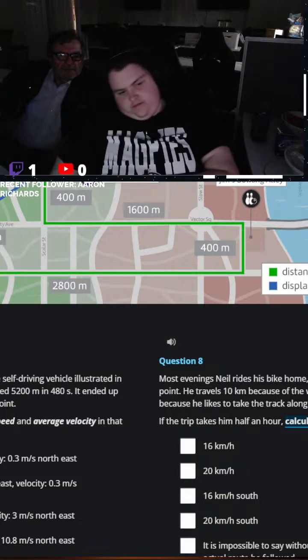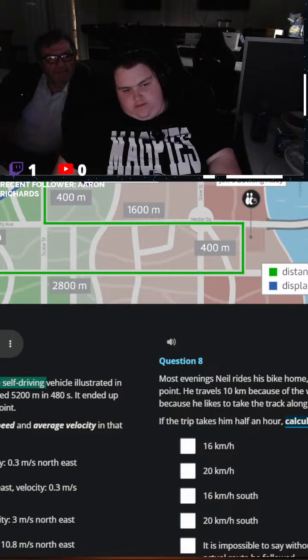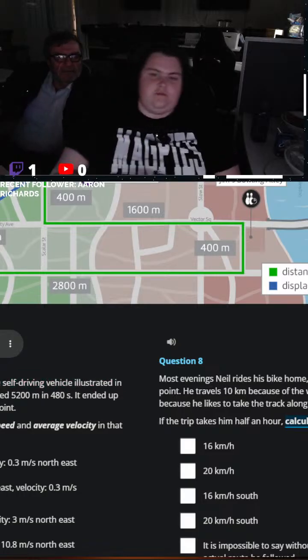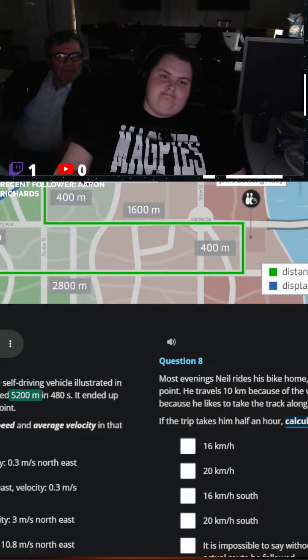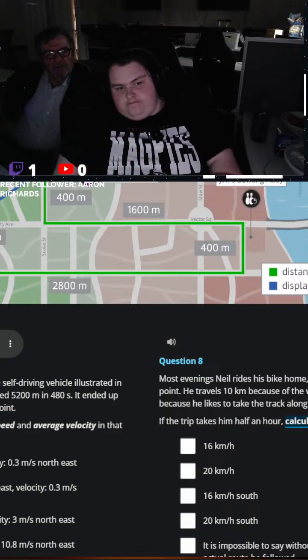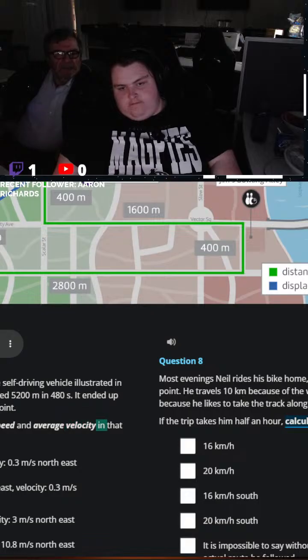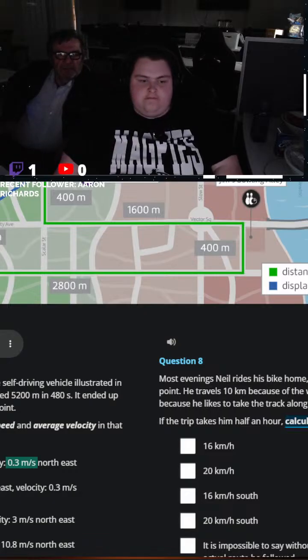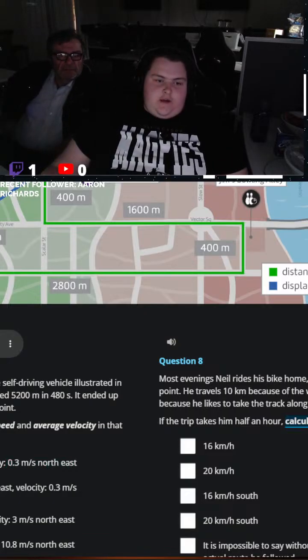Consider the delivery made by the self-driving vehicle illustrated in the map above. The vehicle traveled 5,200 meters in 480 seconds. It ended up 1,440 meters northeast of its starting point. Calculate the vehicle's average speed and average velocity in that 480 seconds. Speed, 0.1 meters per second. Velocity, 0.3 meters per second northeast. Okay, so that means from there the car could just go bam, bam, bam, and then back here.